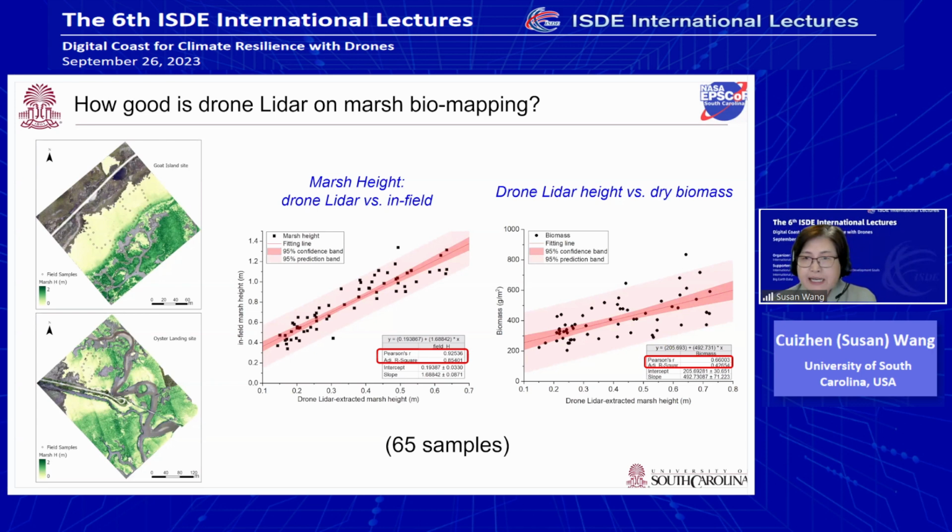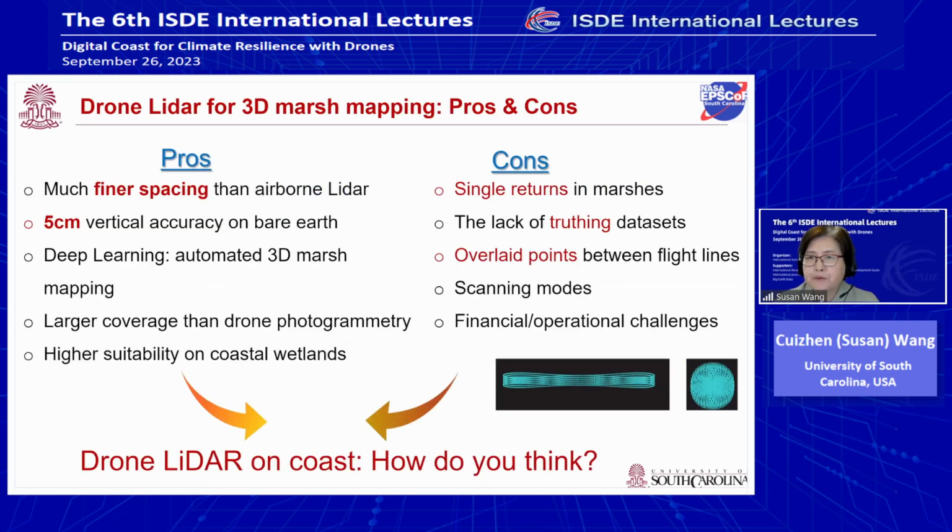Take-home message here. This project is funded by NASA EPSCoR. Within 1 year, we conducted this work and tried to learn the pros and cons, the advantages and disadvantages of 3D marsh mapping from drone LiDAR.